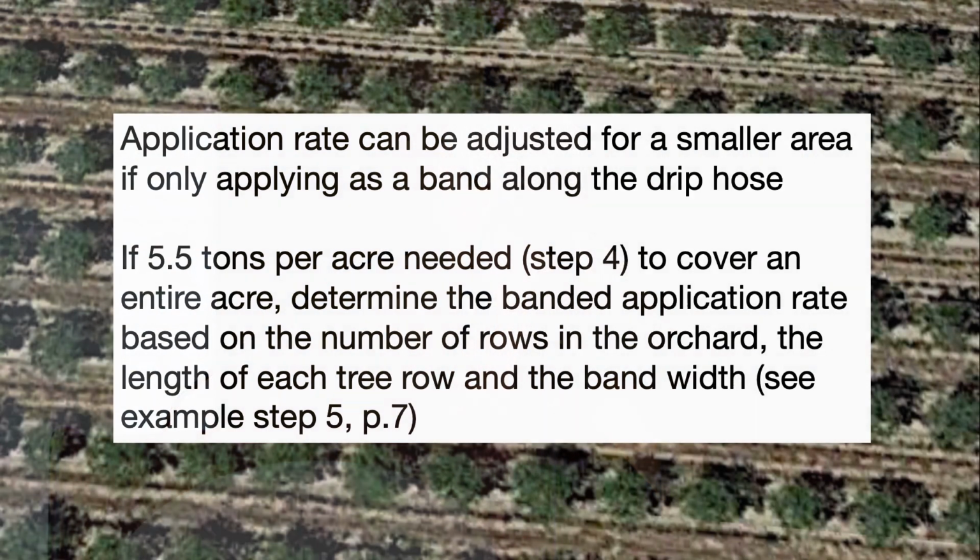So you can adjust your application rate for a smaller area if you're only applying as a band along the drip hose. And so step 4 and step 5 take you through how to make that calculation. And so instead of 5.5 tons, for the example here, it takes the whole field into consideration. So the example takes into account a 75-acre orchard.